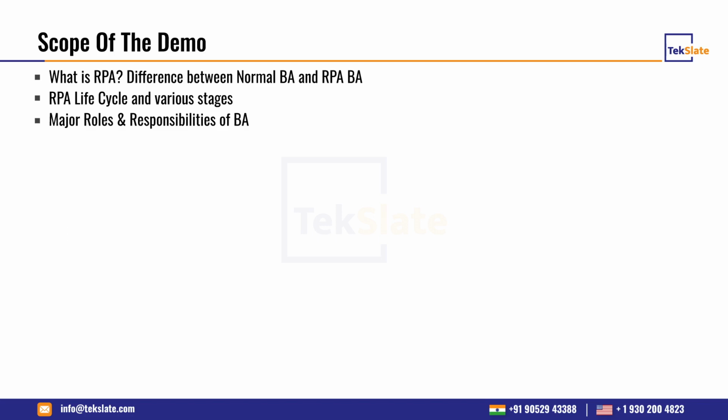The first step in the RPA life cycle is the discovery phase. Once discovery is done, we go to feasibility analysis and documentation. Once documentation is done, we go to implementation. After implementation comes testing, and after testing, deploying. After deploying, there is support and maintenance and continuous service improvement. Now we will see what we do in each and every phase. The first step of the RPA life cycle is the discovery phase.